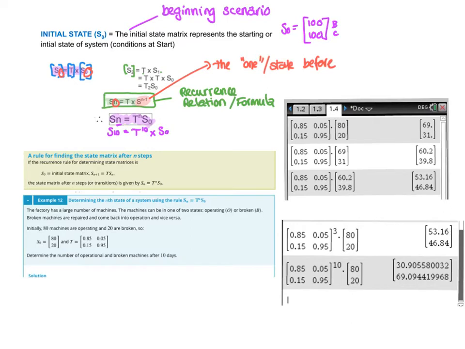A good little trick that I always tell the kids is to always make sure that the power on the transition and the number on the state add up to this number here. So 10 plus 0 is 10. So if you look over here at this other one, I'll just rub it out.